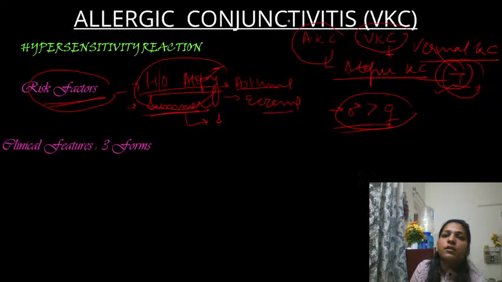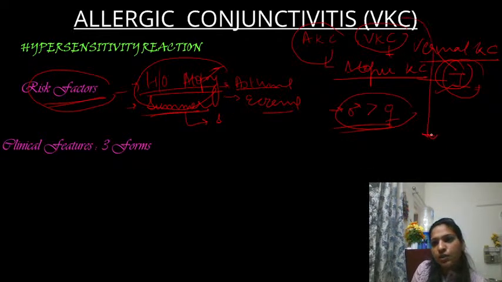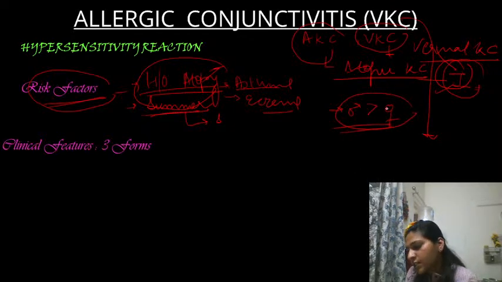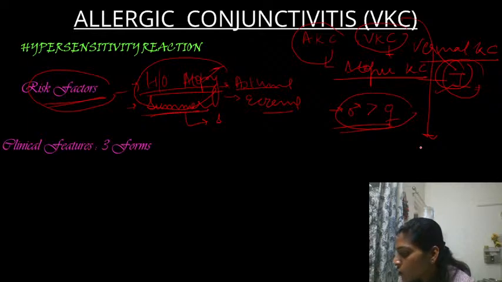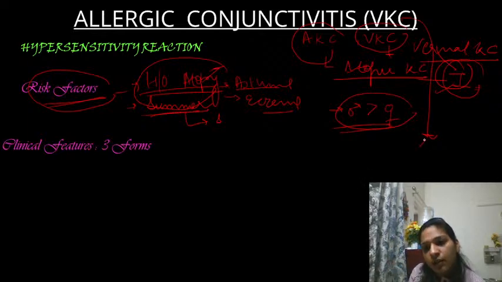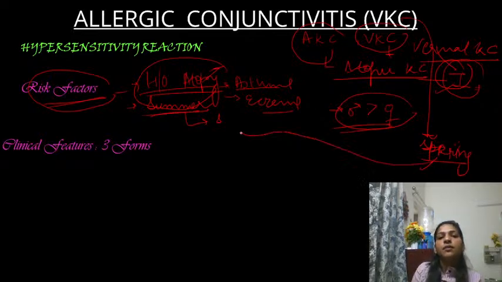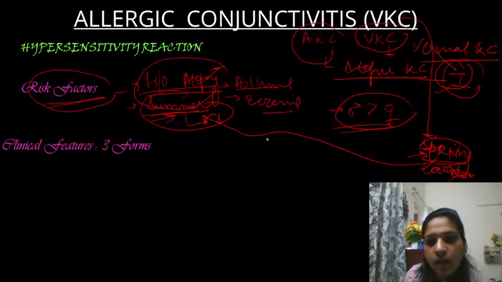There is one more synonym for VKC. Can anyone just tell me? VKC is also known as, yes, dust, pollen, molds, they are all risk factors for allergic conjunctivitis. Can anyone just tell me what is the other name of VKC? Adyut Prakash, it is not spring. Spring is a misnomer. It is known as spring catarrh, but it doesn't occur in spring season. It occurs in summer season, not in spring.